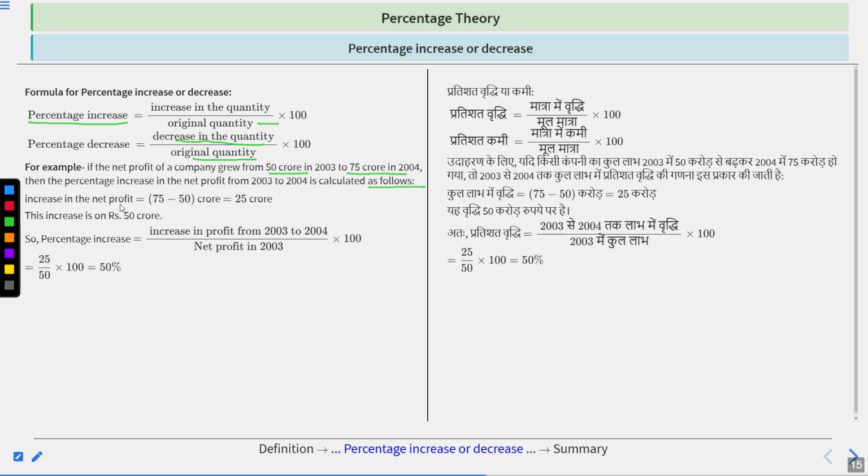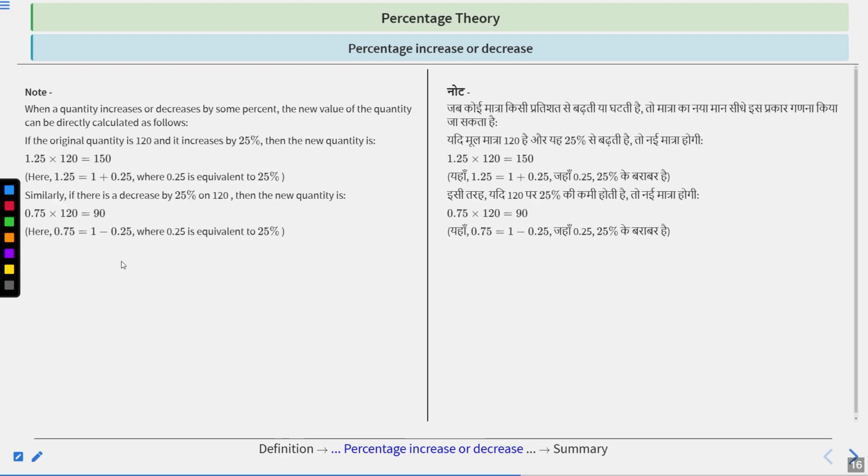Increase in net profit. First we calculate the increase in net profit, which is 75 minus 50, so we get 25 crore. Now, this 25 crore is increased on 50 crore. So the percentage increase in profit from 2003 to 2004 is the increase upon net profit in 2003, multiplied by 100. So 25 upon 50 multiplied by 100, we get the value 50%.